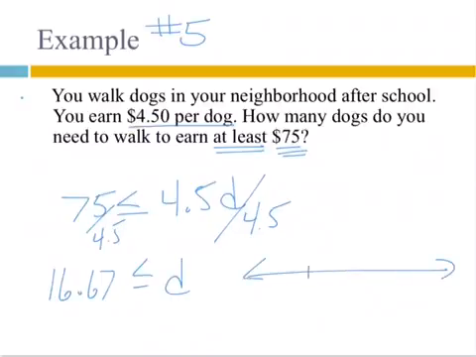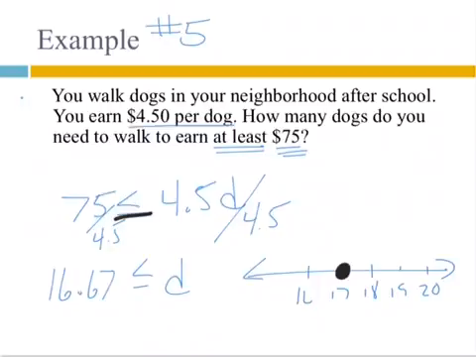You're still going to have your 16 dogs, 17 dogs, 18 dogs, 19 dogs, and so on. And you have to walk dog numbers larger than that. But you can't walk partial dogs. So since the smallest whole dog number you can walk is 17, you're going to do a dot there. And it'll be a closed dot because it includes the equal sign.